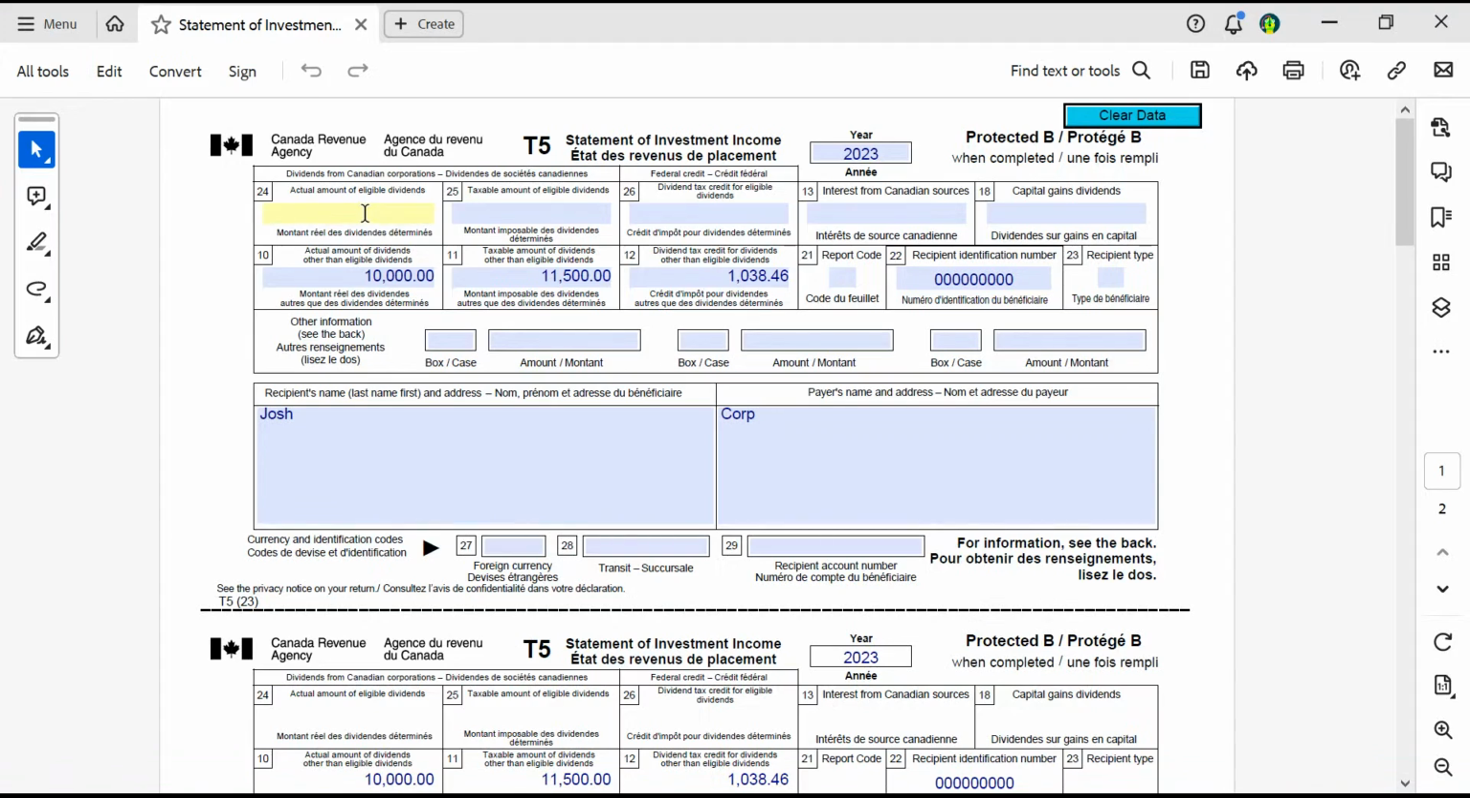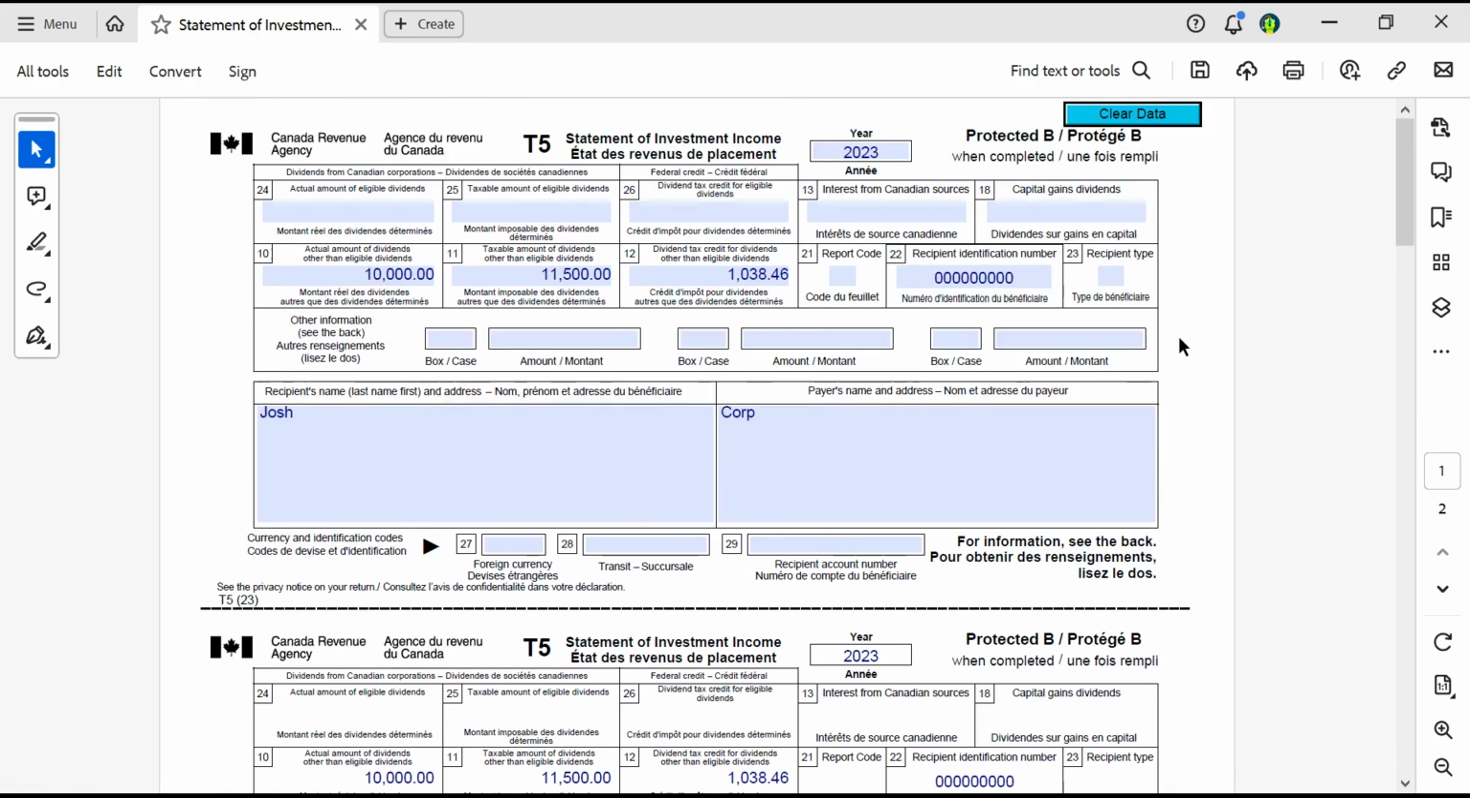And then if you're paying yourself eligible dividends, which would be most of the cases, if you've got a small corporation, you're not going to be paying eligible dividends. But if you are, you're going to need to look into what the gross up and the dividend tax credit is in that case. And if you're paying interest, it's very simple. You just record the interest that you've received in that box there, and that's pretty much it.